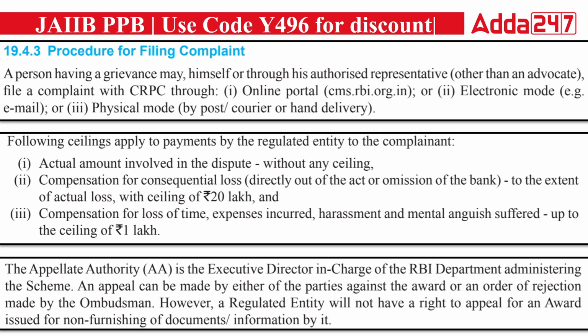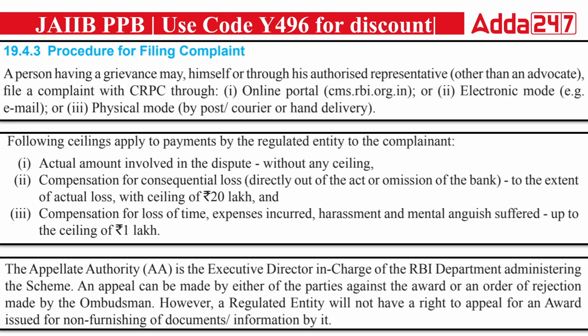Then the procedure for filing a complaint: you can complain on the online portal, you can do it by electronic mode like mail, or by physical mode by post or courier, or hand delivery can be done. Now the award amount will be the compensation of the actual amount involved in the dispute without any ceiling, or the compensation of consequential loss to the extent of actual loss with the ceiling of 20 lakhs. That's the maximum award amount. And the compensation for loss of time, expenses incurred, harassment and mental anguish suffered is up to a ceiling of 1 lakh.